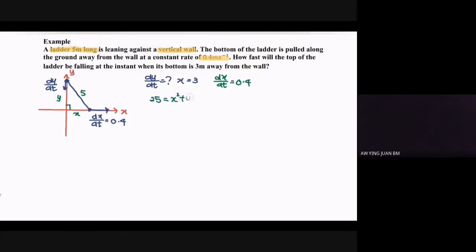X square plus y square. Kindly express the y in terms of x. So rearrange the situation. Y squared will be equal to 25 minus x squared. And y will be equal to square root of 25 minus x squared, or we can say y is equal to 25 minus x squared to the power of 1 over 2.